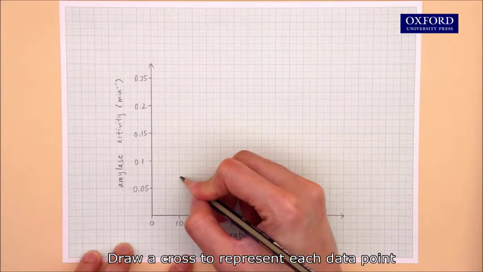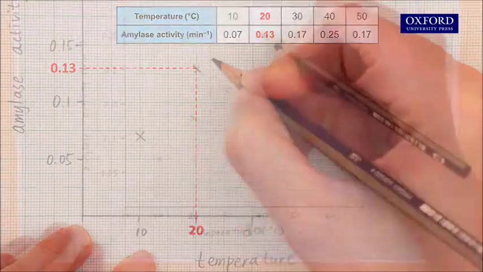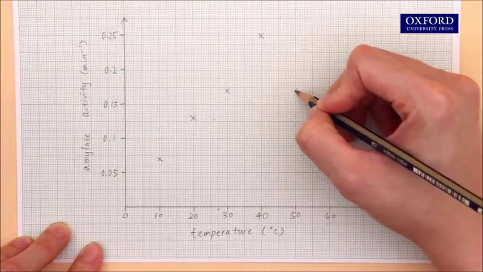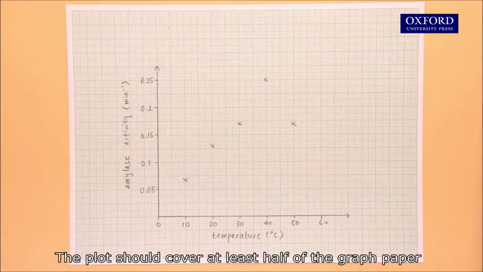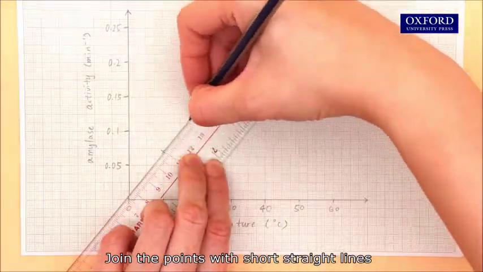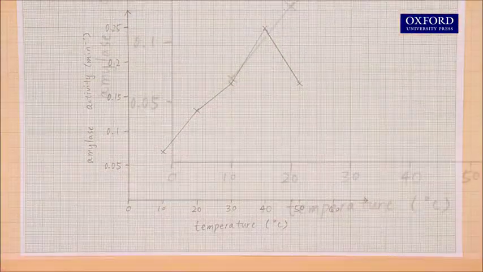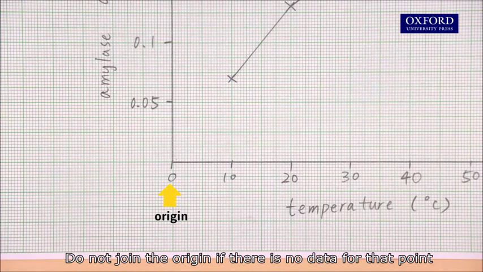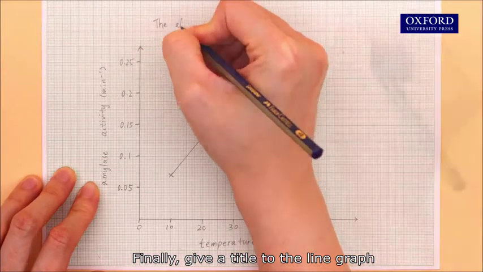Draw a cross to represent each data point. The plot should cover at least half of the graph paper. Join the points with short straight lines. Do not join the origin if there is no data for that point. Finally, give a title to the line graph.